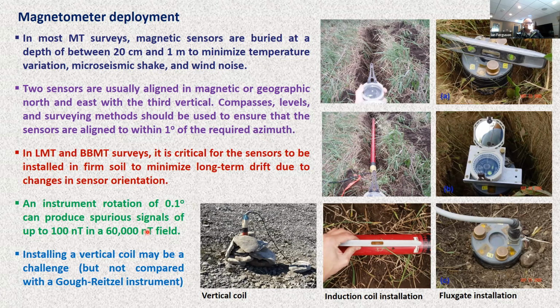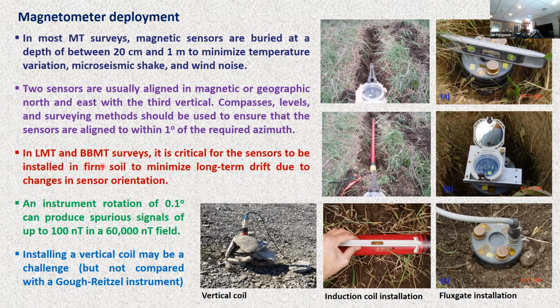Magnetometer deployment. Generally, the magnetic sensors are buried to between 20 centimeters and 1 meter to minimize temperature variation, microseismic shaking, and wind noise. Sensors should be installed using compasses and levels to an accuracy of 1 degree. Here we have installation of induction coil, and here of a flux gate sensor.